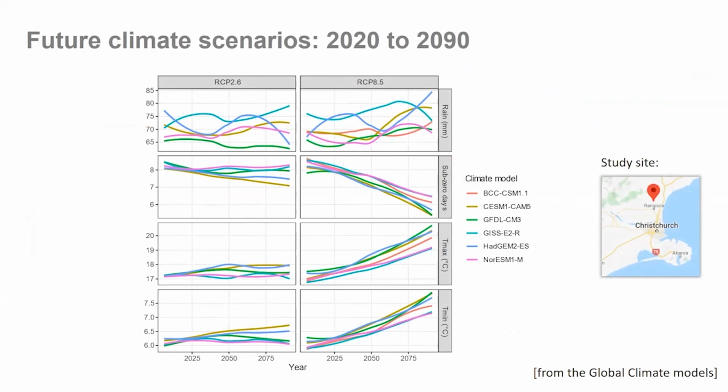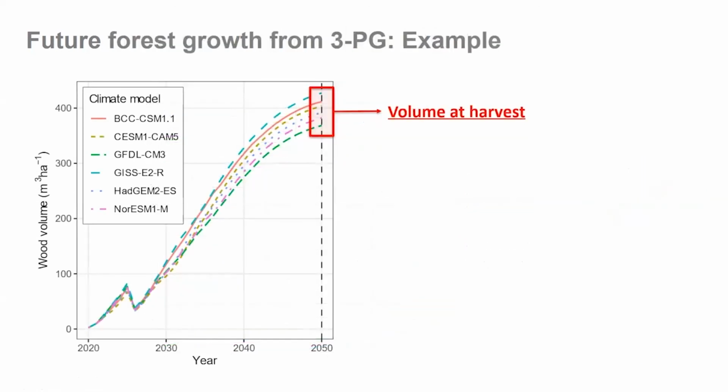In terms of the future climate scenarios, specifically for our study site, which is located north of Christchurch, here is how the climate variables that we used in 3PG look. Again, we have the 2 different RCPs here. We have climate variables such as rain, sub-zero days, maximum and minimum temperature. And of course, we have in each panel 6 different lines. They come from the 6 different climate models that we used. So we are using this information to simulate forest growth with 3PG.